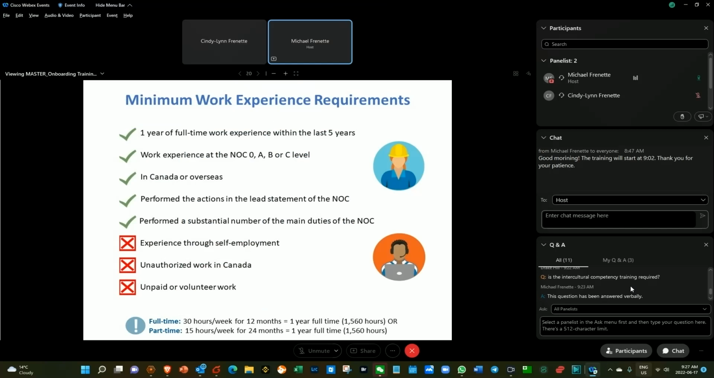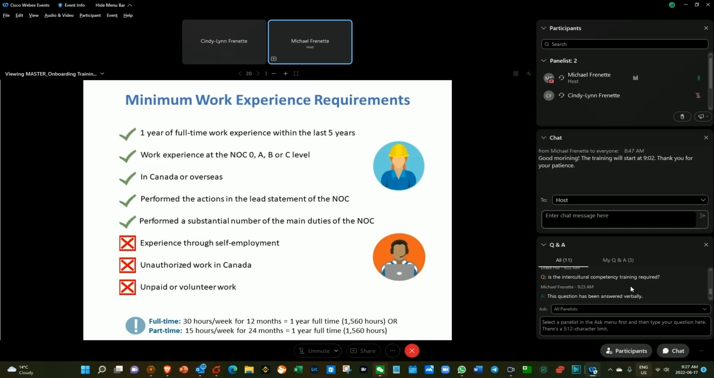Now let's look at the minimum work experience requirement a bit more closely. So all candidates, except for qualifying Atlantic graduates, will require at least 1 year of full-time work experience at the NOC 0, A, B, or C, and that is within the last 5 years. For immigration purposes, 1 year of full-time work experience is 30 hours per week for 12 months, which is equal to 1,560 hours. Candidates can also meet the requirement through an equal amount of part-time work. For example, 15 hours a week for 24 months, which is also equal to 1,560 hours.